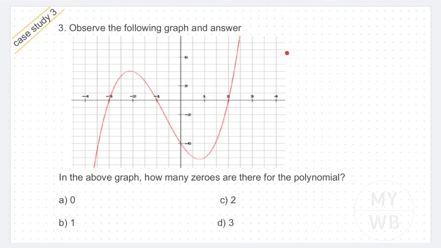Observe the following graph and answer. In the above graph, how many zeros are there for the polynomial? Again, the graph cuts the x-axis at 1, 2, 3 distinct points. So there are 3 distinct zeros. Option B, 3.